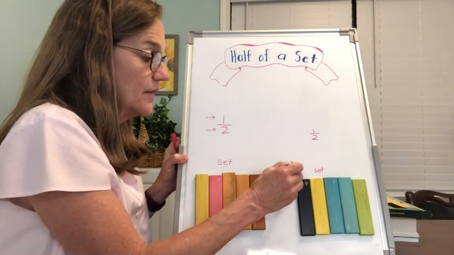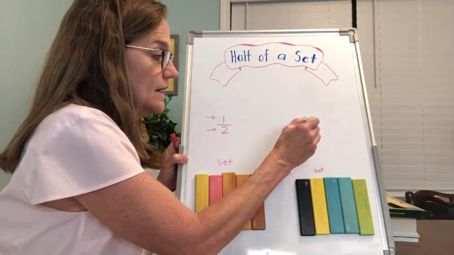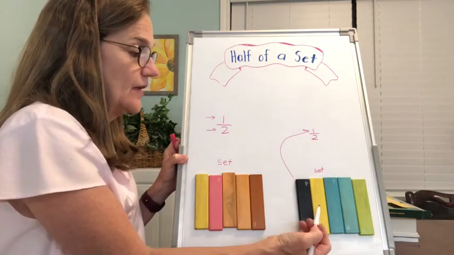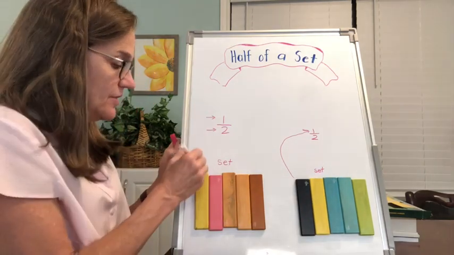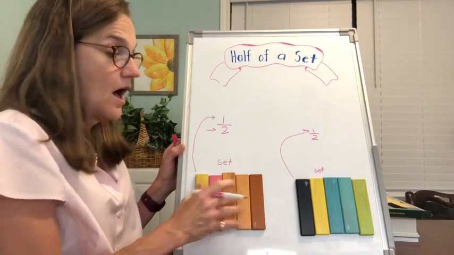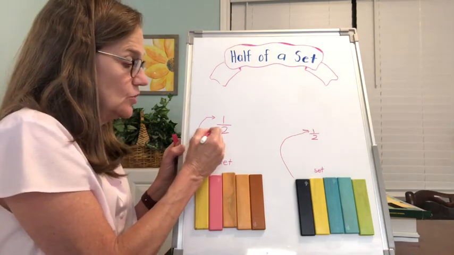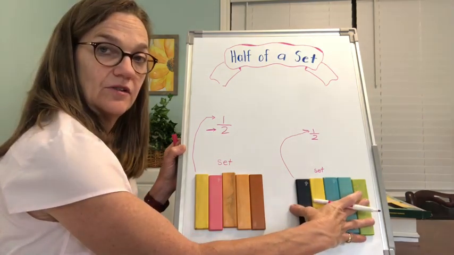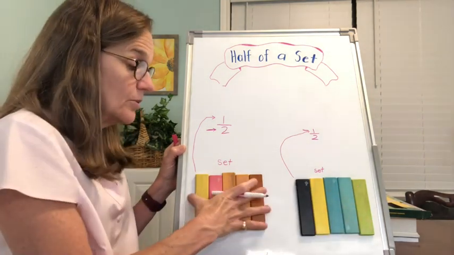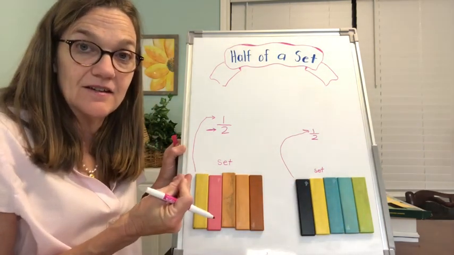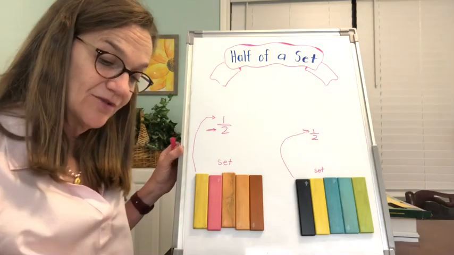Okay, so this is one of the two sets. And this is one of the two sets. One set, two sets. Okay, do you understand? We're putting these objects together to make a set or a group. Okay?